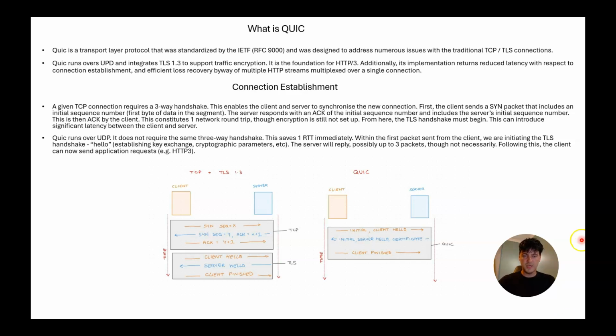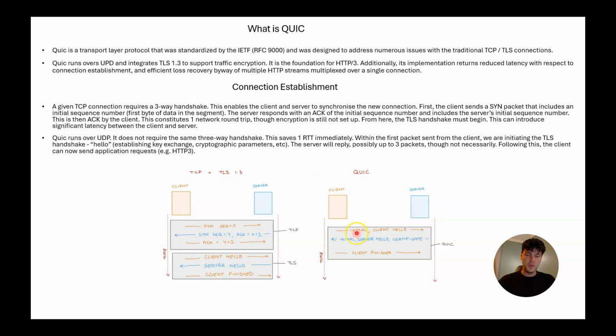In terms of connection establishment, on the left side here, we have a traditional TCP handshake and TLS handshake as well. So we know that TCP uses a three-way handshake. This constitutes one round trip already. And after this handshake is completed, we still don't have traffic encryption implemented. So we need to call on TLS, and then TLS conducts its own three-way handshake. QUIC has integrated TLS here. So you can see we've already saved one round trip just off the bat already.